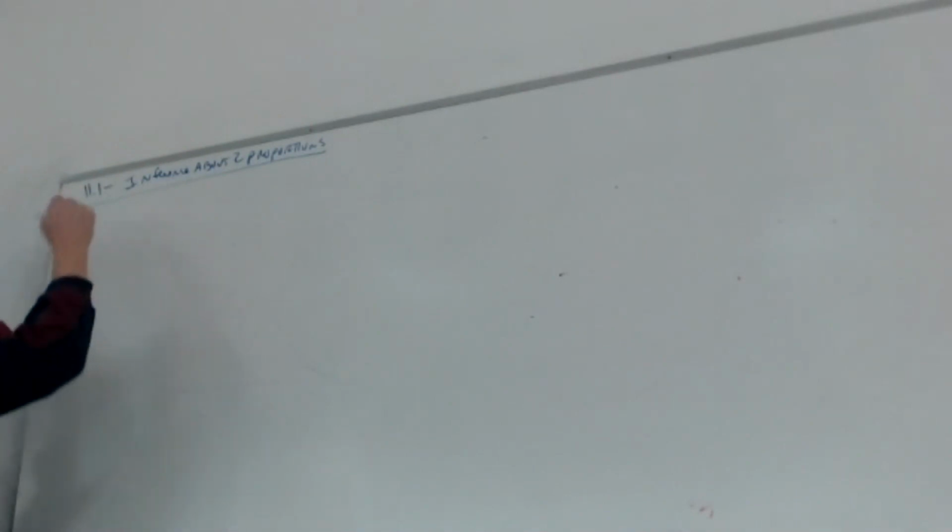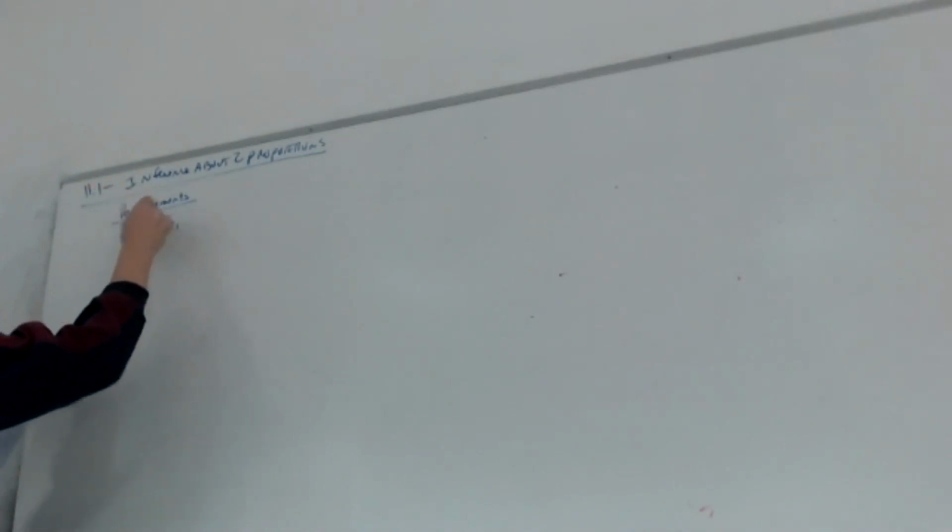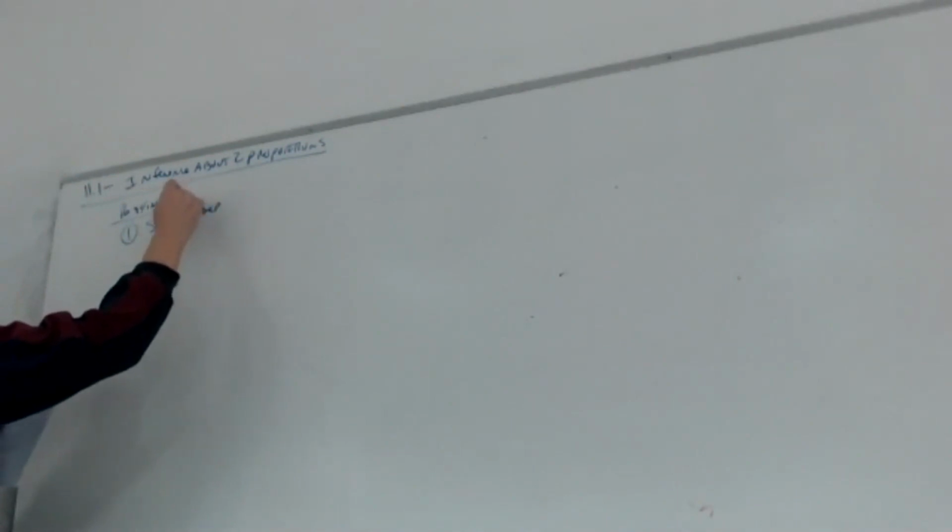All right, so we're going to start on 11.1, which is inference about two proportions. All right. So let's talk about the requirements. Okay. Number one, it needs to come from a simple random sample, and we are assuming independence.